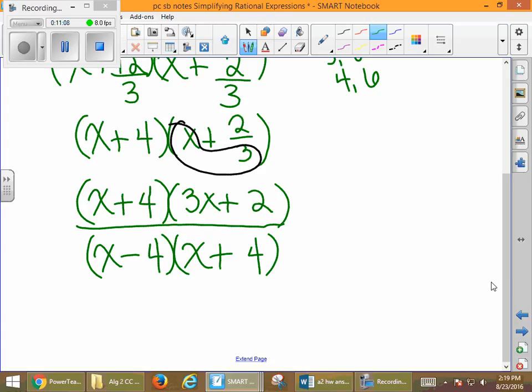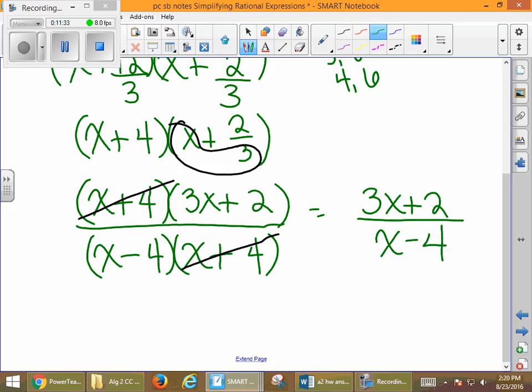To finish our simplifying process here, do we have anything exactly the same in the top and in the bottom? We've got an x plus 4 and an x plus 4. Once again, let me just tell you, x plus 4 divided by x plus 4 is 1. And we're left with 3x plus 2 divided by x minus 4.